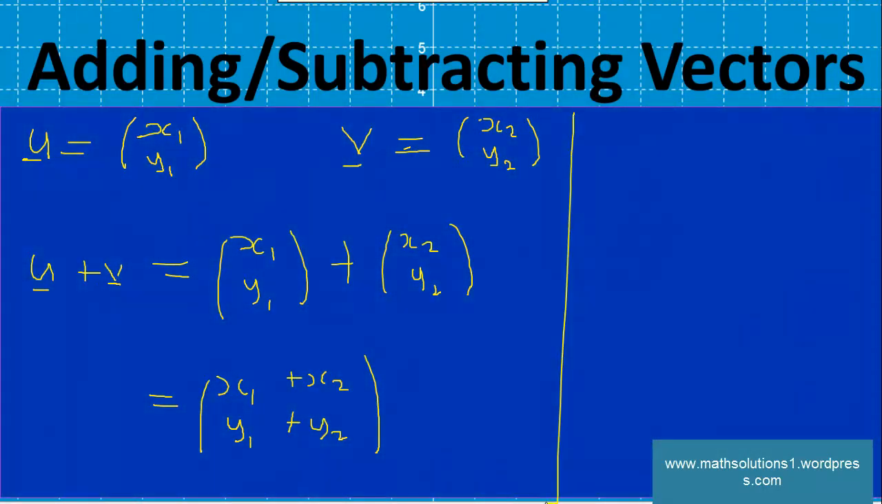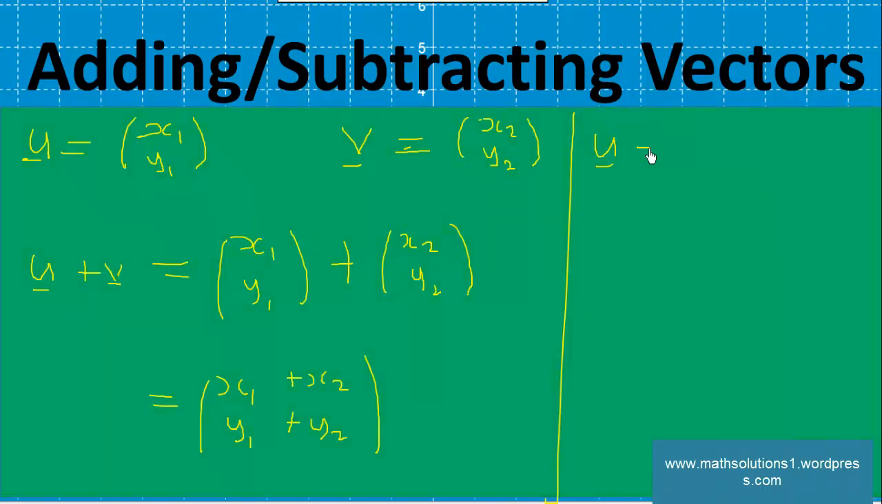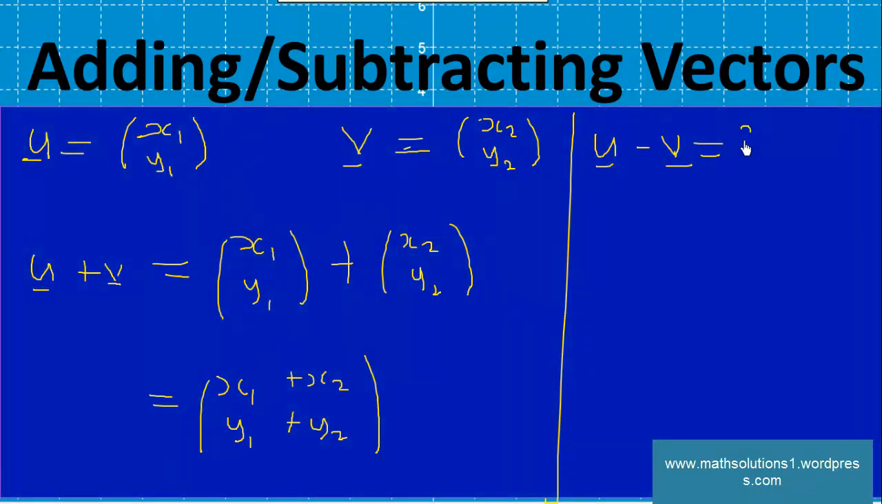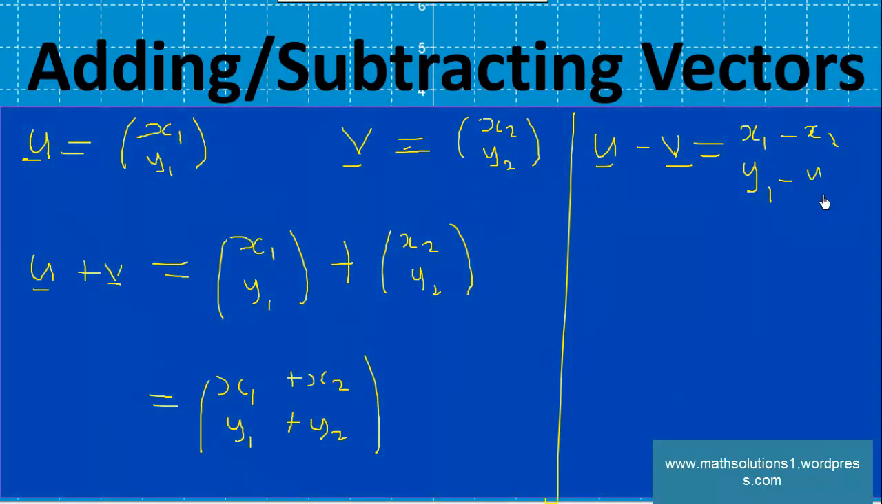Then similarly, vector u minus vector v will give us x1 minus x2, then y1 minus y2.